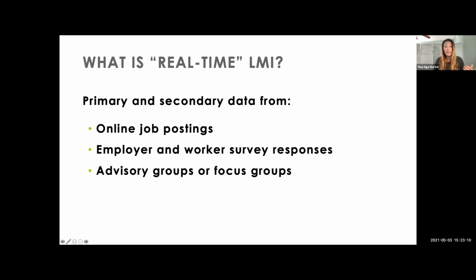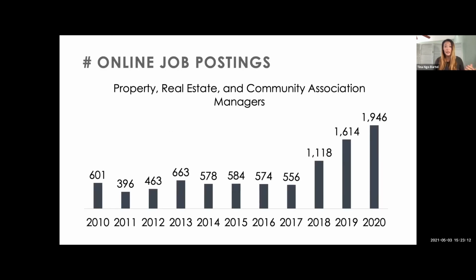So here's how the data looks in our reports. Again, we extract it from a database that looks at all these different job boards. Then we look at how often, over time, people post online for a particular position. For this example, property, real estate, and community association managers, you'll see that the number of job postings has increased over time. This is not labor market demand. This is just online job postings data.